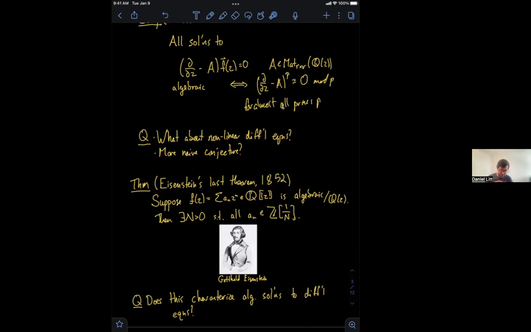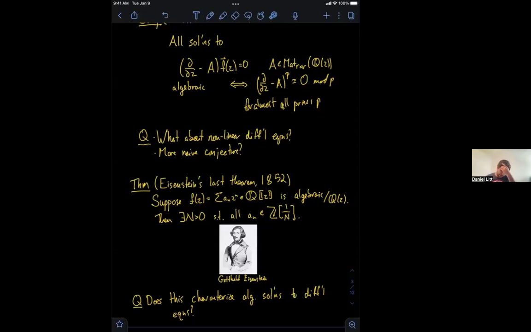Okay, so you can ask a basic question: does this property, that you have a power series with all of the coefficients in Z adjoin 1 over N, so only finitely many primes appear in their denominators, characterize algebraic functions among solutions to differential equations? It clearly doesn't characterize algebraic functions in general, because there are uncountably many power series with this property, even with coefficients in {0, 1}, but only countably many algebraic functions over Q(z).